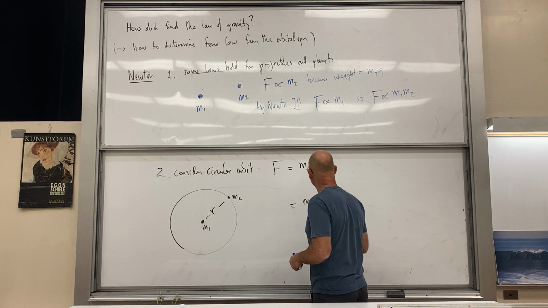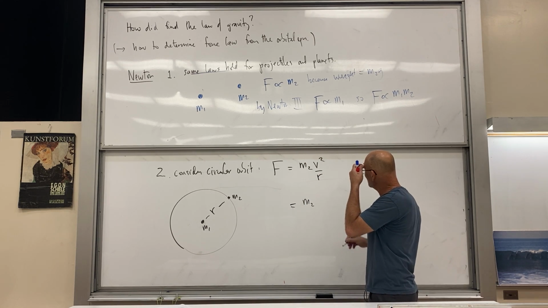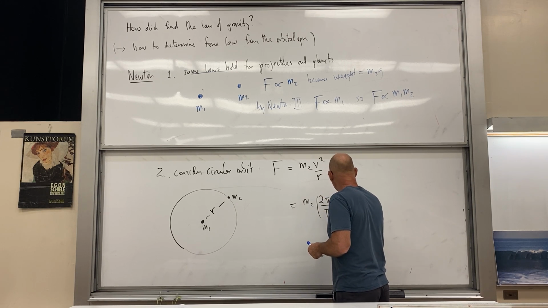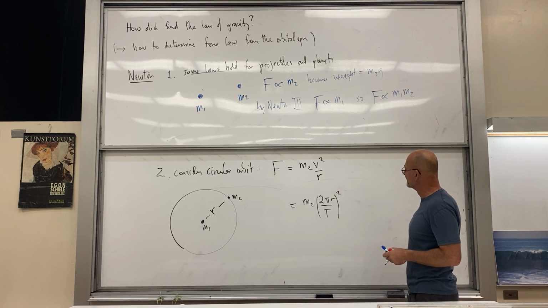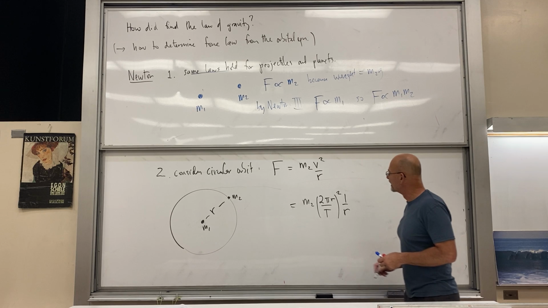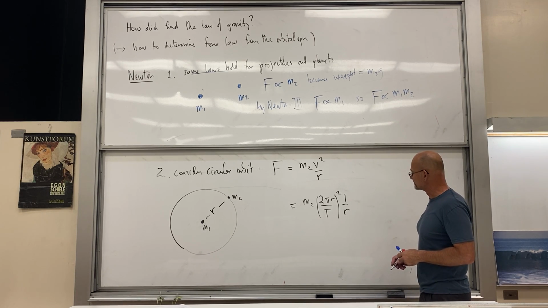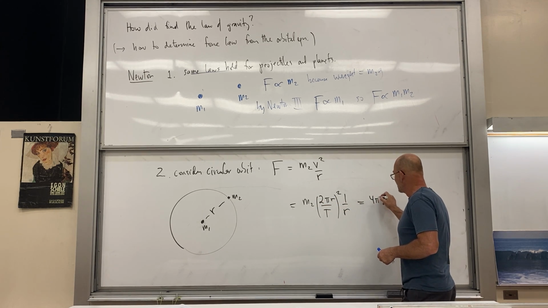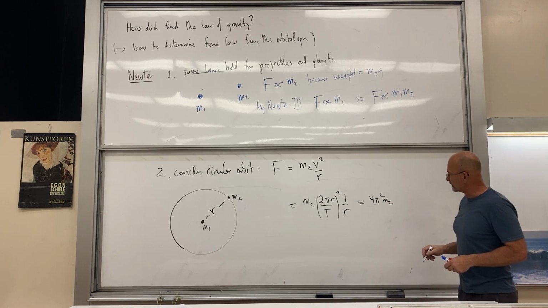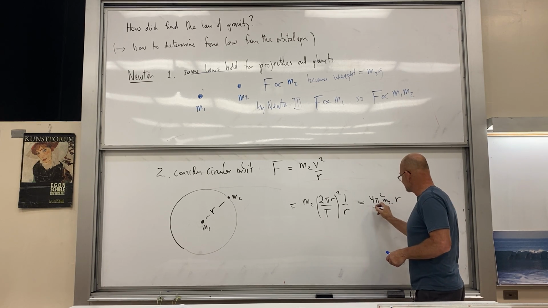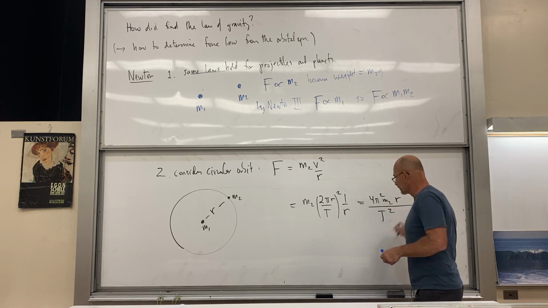So we've got an M2 and the V is 2 pi radius divided by the period, and we're going to square that, and we have a 1 over R. So M2 V squared over R, and let's just pull out the constants. We've got 4 pi squared M2, they don't concern us. We have R squared over R, so there's an R there. And we have a T squared.